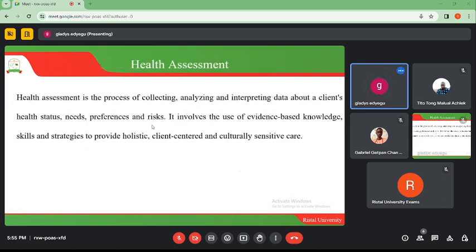We need to start with a definition. And I believe most of us have been doing health assessment on our patients. I think I'm not dealing with people who have never seen a patient or who have never worked on a patient. Is there someone among us who has never interacted with a patient?